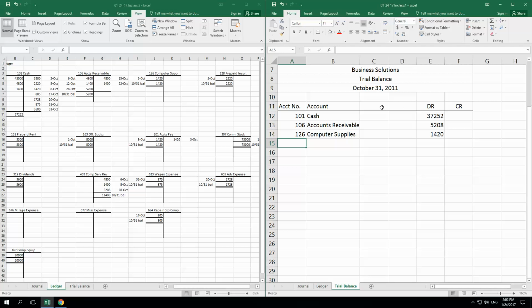Okay. I got account 128. This is prepaid insurance. And that has a debit balance of 2,220. And I got account 131. And that's prepaid rent. And that has a balance of 3,300. And then I got office equipment.